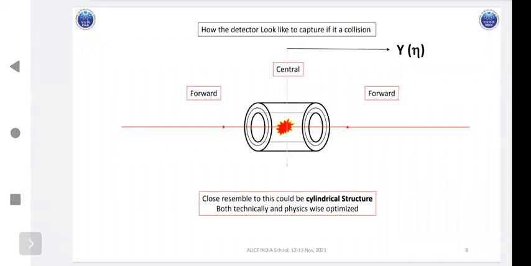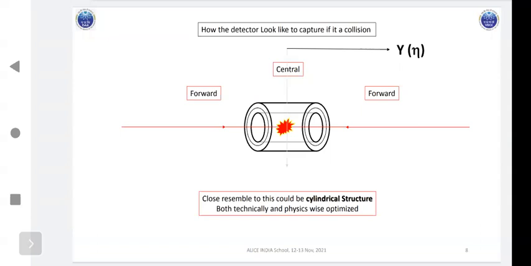Okay. So when you have a cylindrical type of detector stack, we usually define different domains with these names: central domain and forward domain. Ideally, one should be forward and one should be backward. But usually we talk in terms of rapidity.